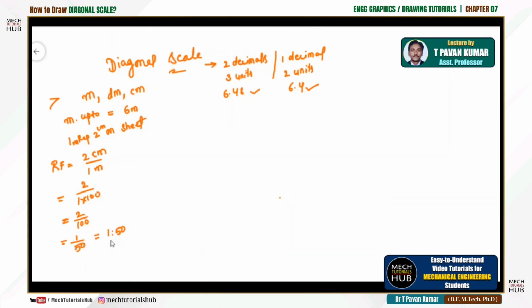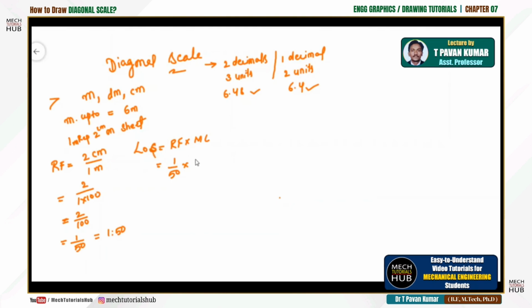Now by using this, we can easily calculate the length of the scale. Length of the scale is important to start any scale problem. Length of the scale is equal to RF multiplied by maximum length. The maximum length given here is 6 meters. RF is already calculated, which is 1/50 multiplied by 6 meters. That meters can also be converted according to the measuring scale we are using, which is a centimeter scale.